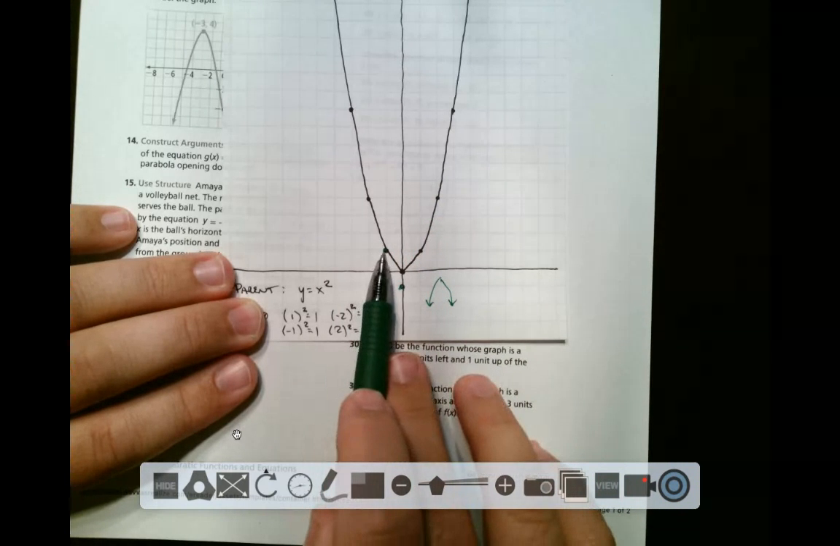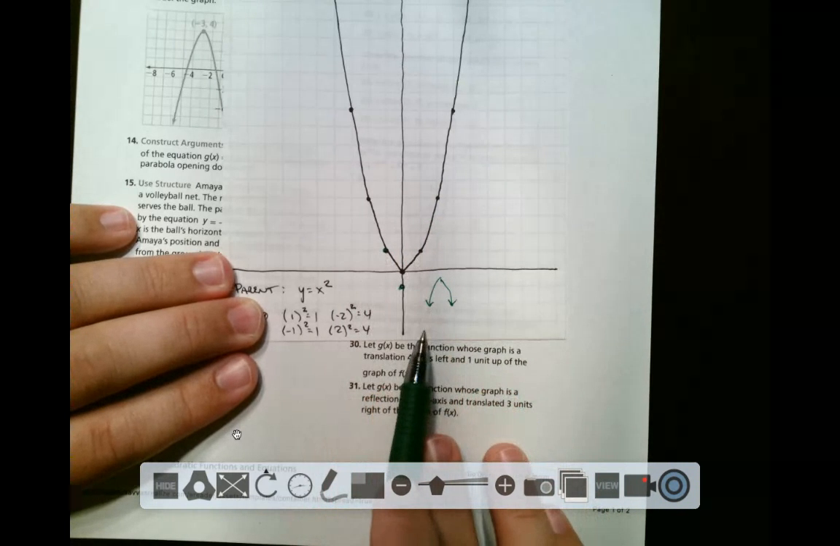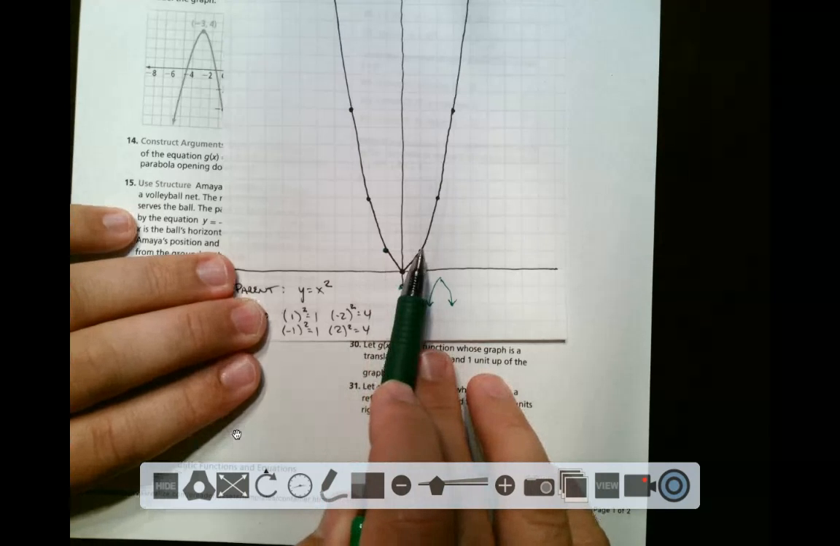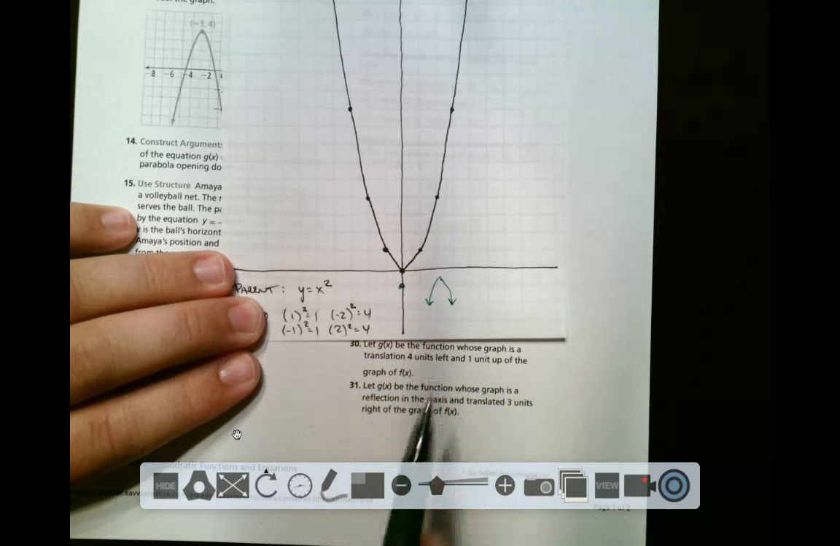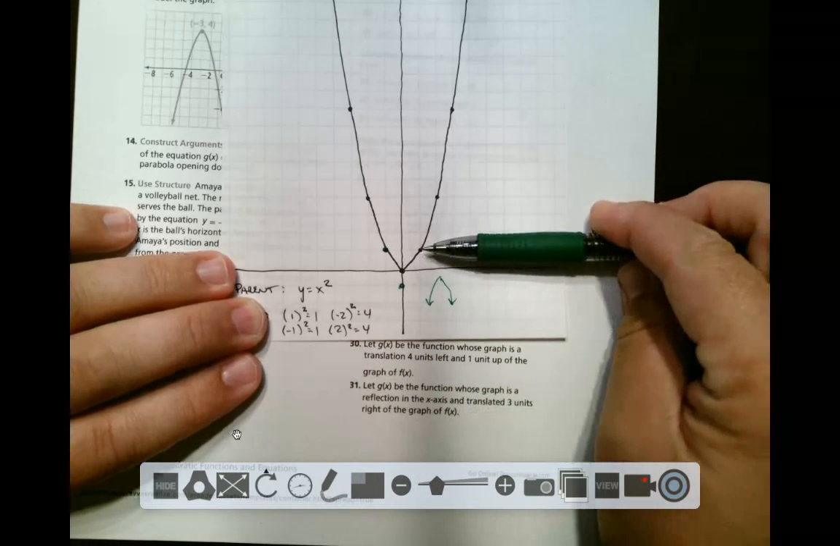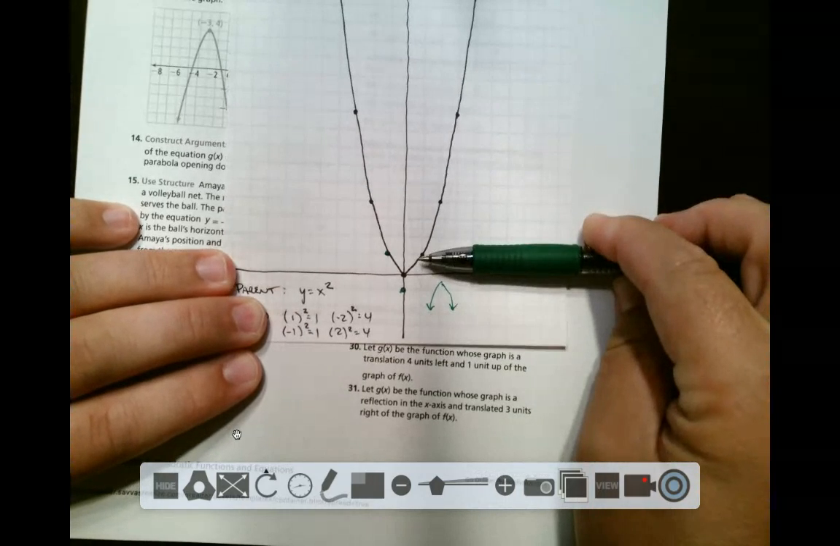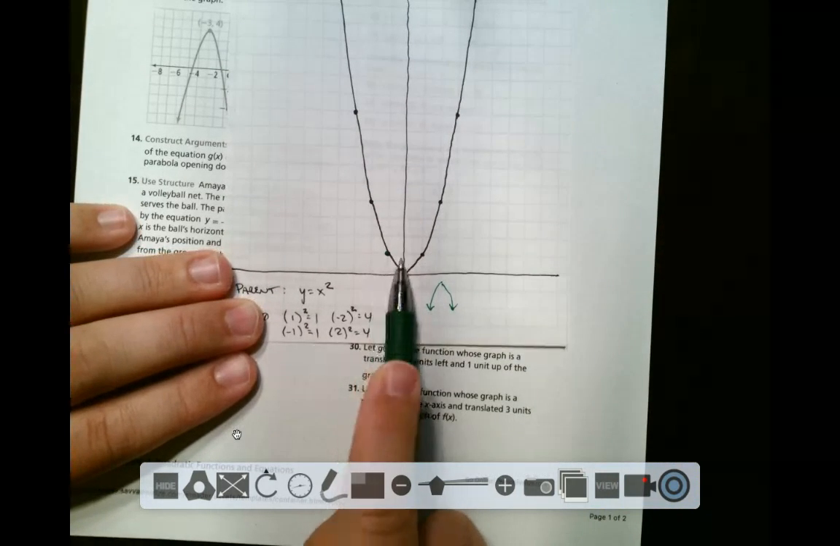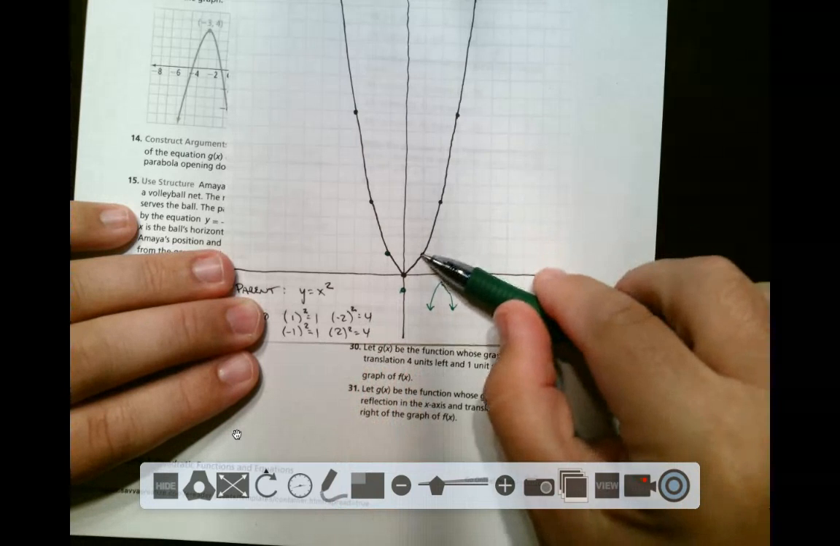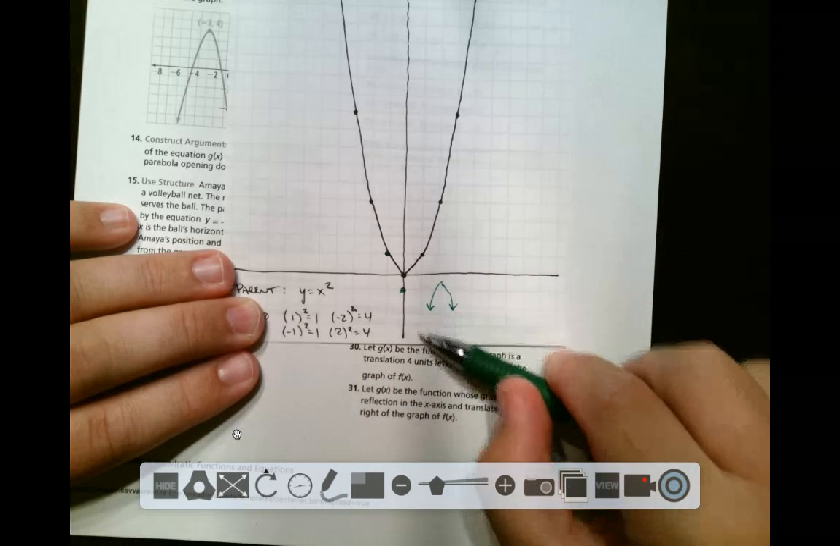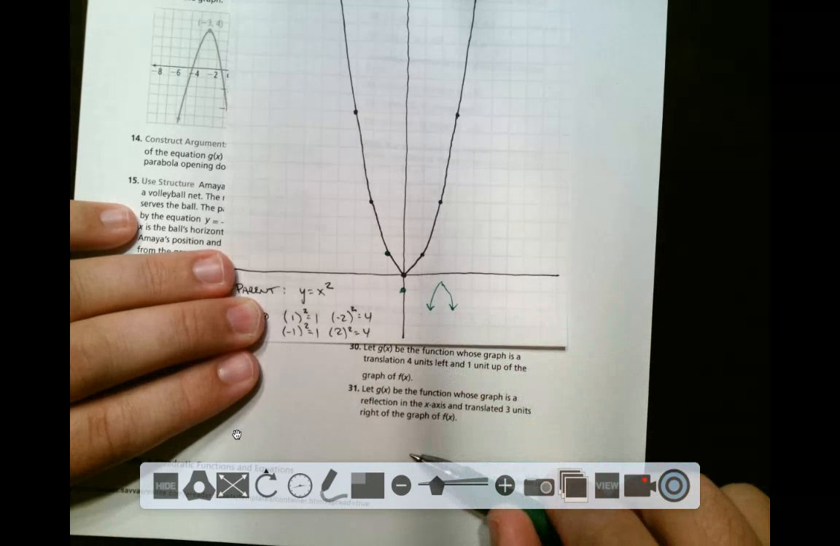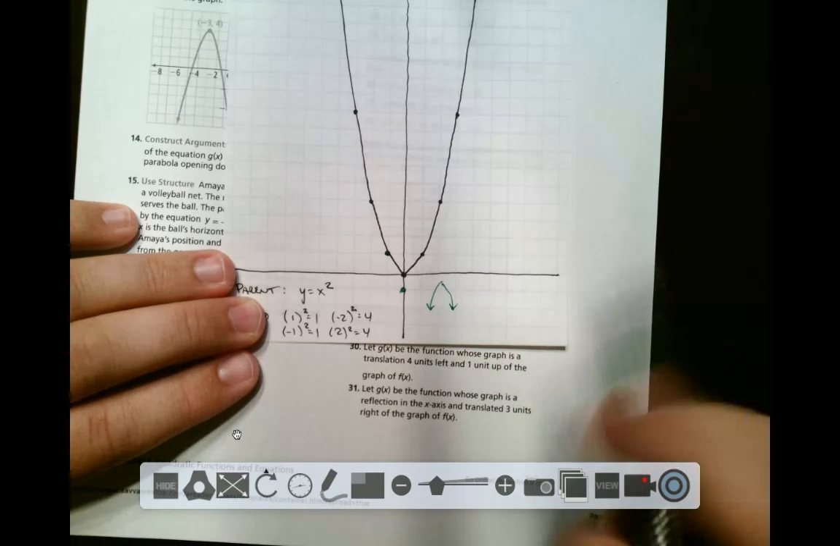Instead of going over 2 down 4, I'm going to go over 2 down 8, because that stretch by a factor of 2 is telling me to take all my down and multiply it by 2. So over 2 down 8. 1, 2, 3, 4, 5, 6, 7, 8, right?